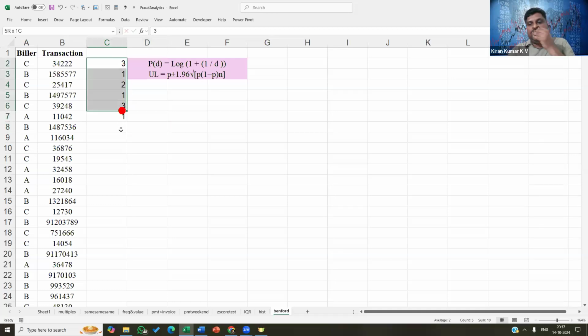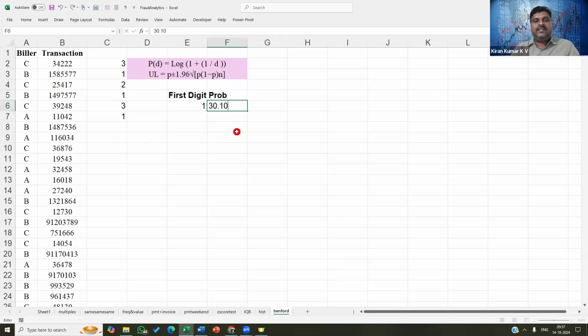So like this, if you pull out the first digit, the number of times that first digit appears being 1, the probability that your first digit will be 1 will be almost 30.10%.